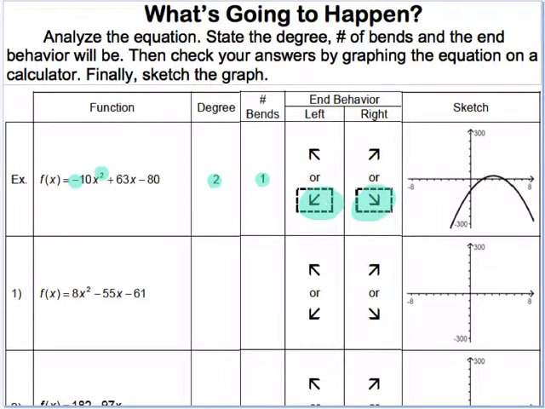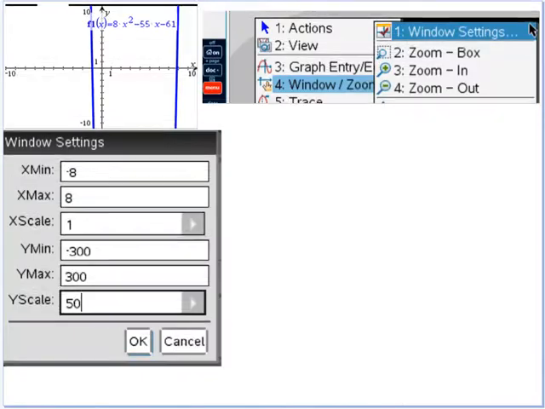And then if I wanted to sketch this graph, now that I have these 4 columns filled out, I'm going to go ahead and use my calculator, plug this formula in and graph it in the calculator. One thing you should be aware of, though, is look at the values on your x and your y axis. It's no longer -10 and 10. Now we've got -8 to 8 on my x-axis and -300 to 300 on my y-axis. So you do need to go ahead and change your window.